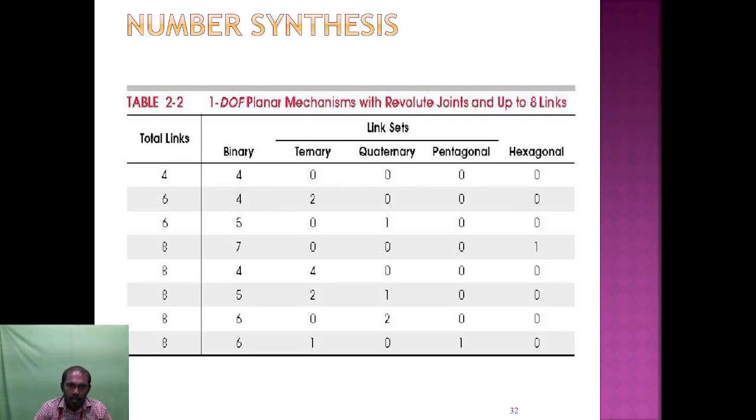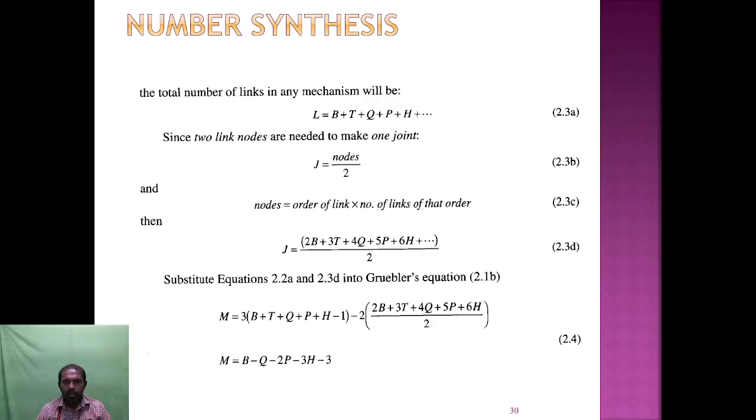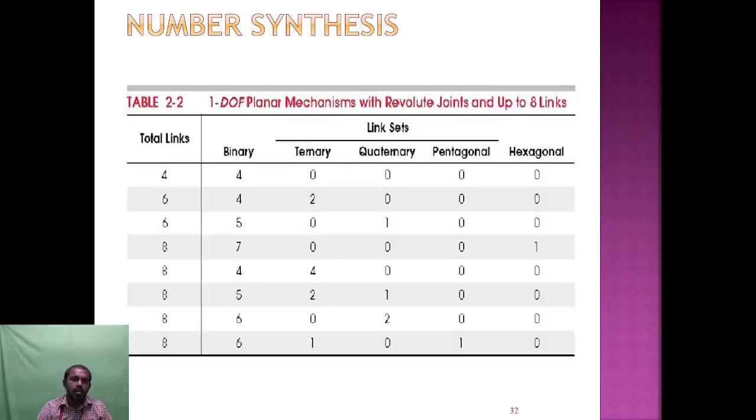Okay. So finally, the tabulation of degree of freedom for planar mechanisms with revolute joints and up to 8 links. The links start from 4 to 8, in the cases of binary, ternary, quaternary, pentagonal, hexagonal. We substitute into m is equal to B minus Q minus 2P minus 3H minus 3. Applying this, for link 4: binary 4, ternary 0, quaternary 0. For link 6: binary 4, ternary 2, and 0 for the rest.